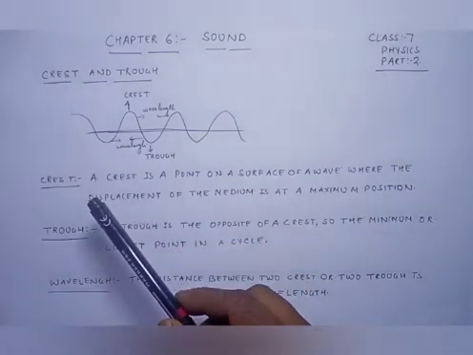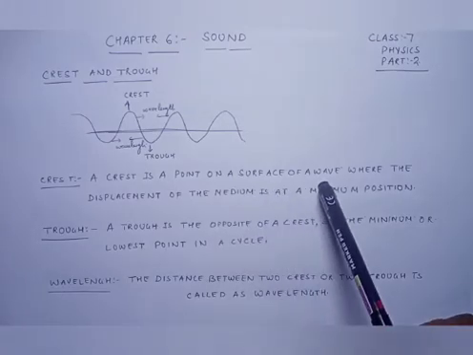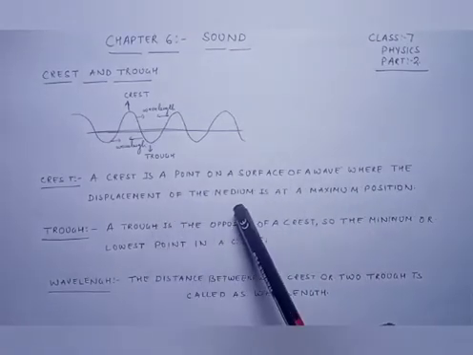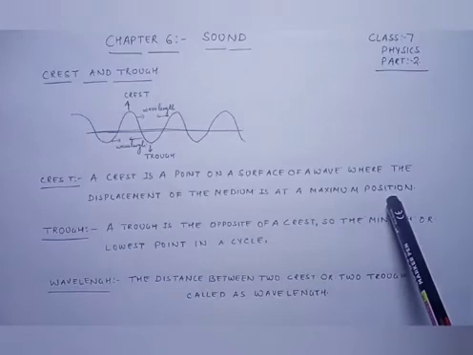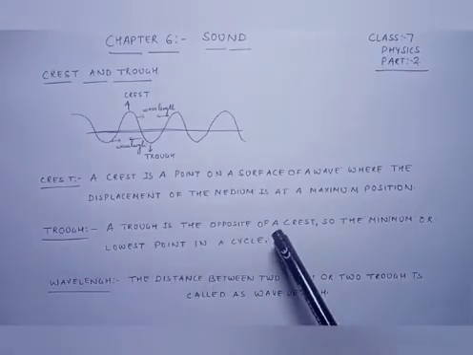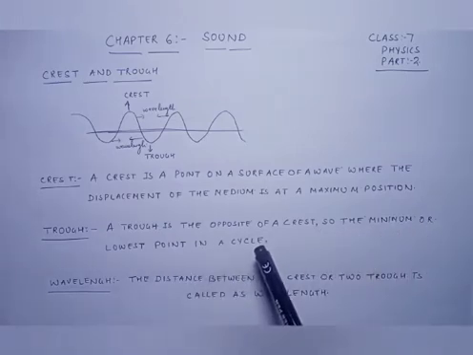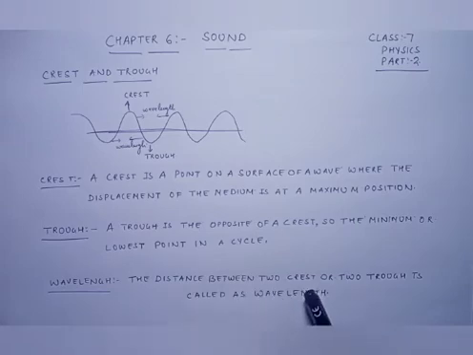So let us see the definition of crest. A crest is a point on the surface of a wave where the displacement of the medium is at a maximum position. What is trough? A trough is the opposite of crest, so the minimum or lowest point in a cycle. What is wavelength? The distance between two crests or two troughs is called wavelength. I hope all the three topics are very much clear to everyone.